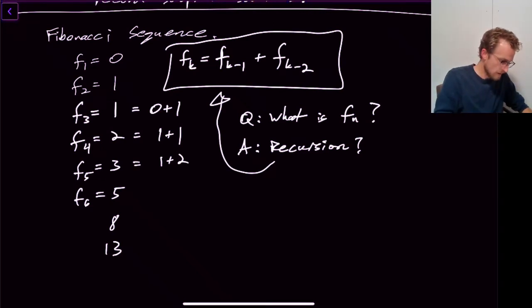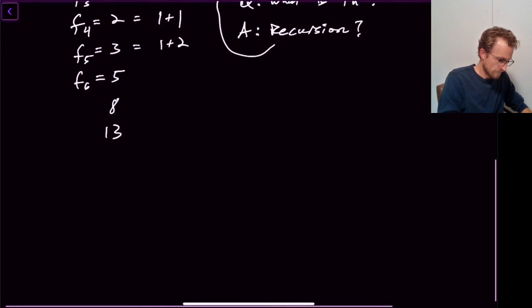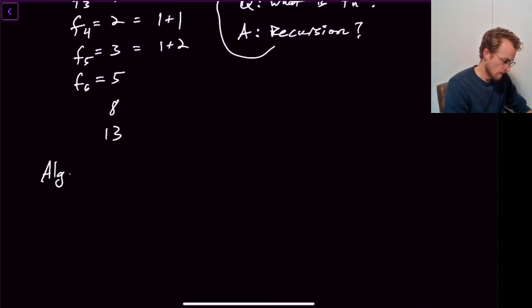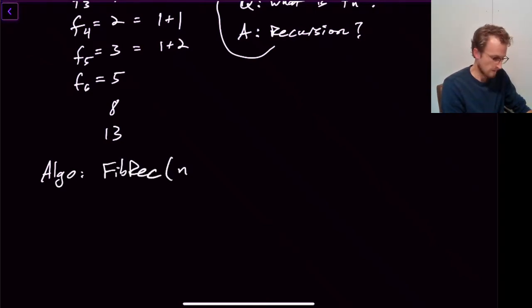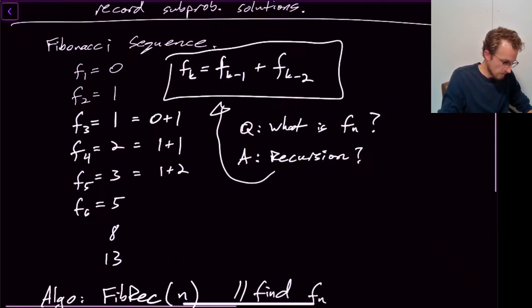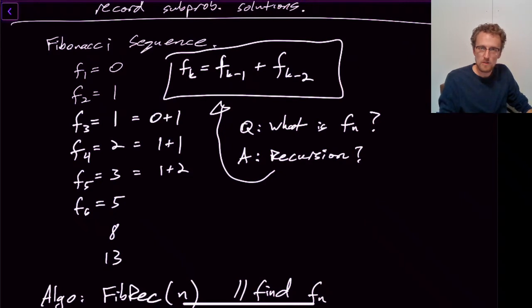So let me call this algorithm fib recursive. Okay, so my algorithm fib rec. Okay, and it takes in a number n. And what is it trying to do? It's trying to find the nth... well, we've got it written up there. Find Fn. Right? Find the nth Fibonacci number. Okay, so we need some base cases.